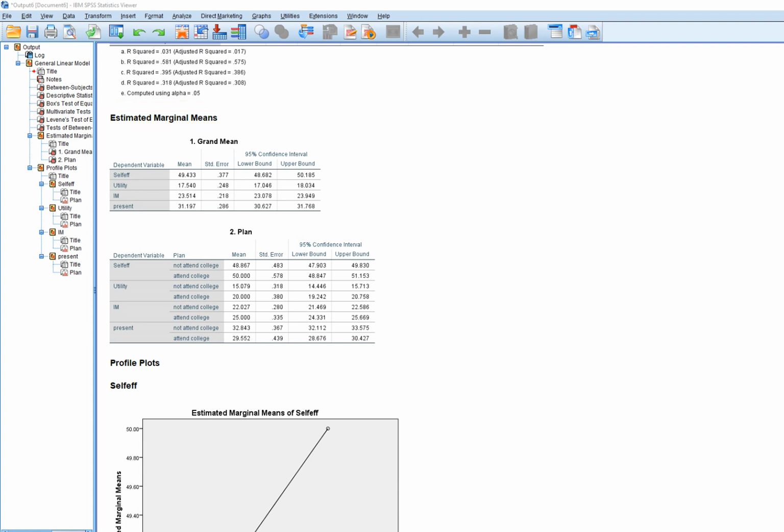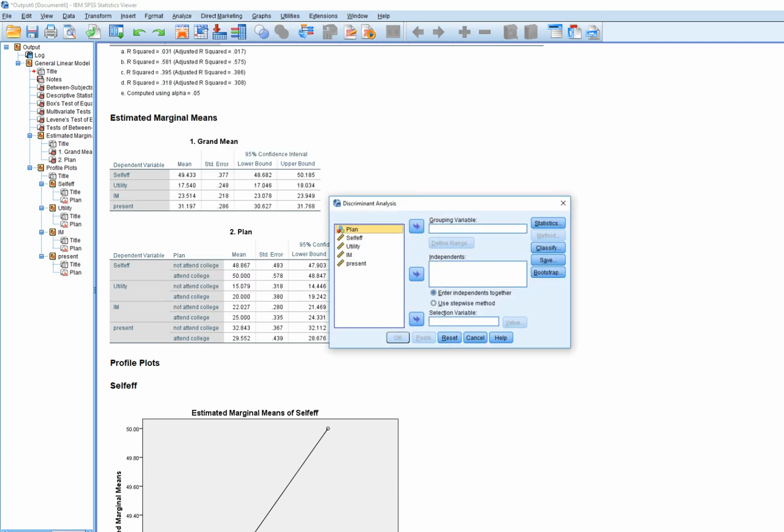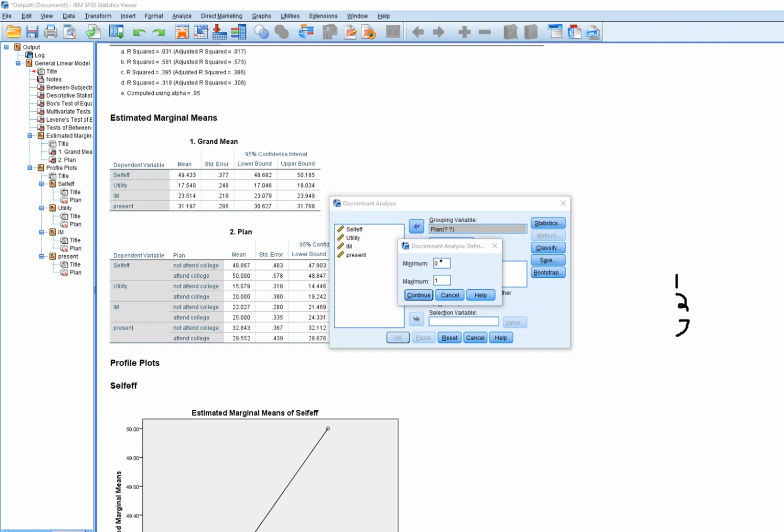To do that, we're going to go to Analyze, go down to Classify, and then go to Discriminant. We'll move our plan variable over to the grouping variable box, and under Define Range, we're going to put the minimum and maximum values. We're going to put a 0 for the minimum, because that was the group coded 0, and 1 for the group that was coded 1. If we had 3 groups and we had coded them 1, 2, and 3, then we would be using a 1 and a 3 right here instead.